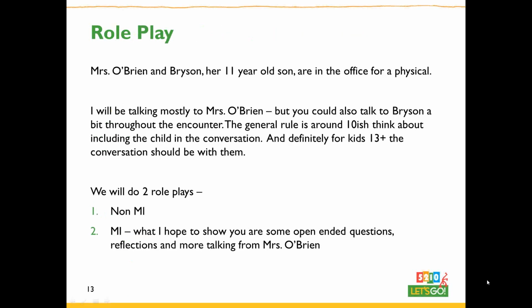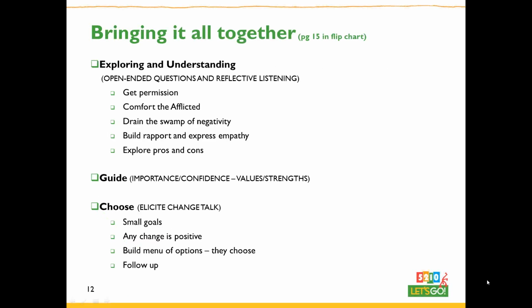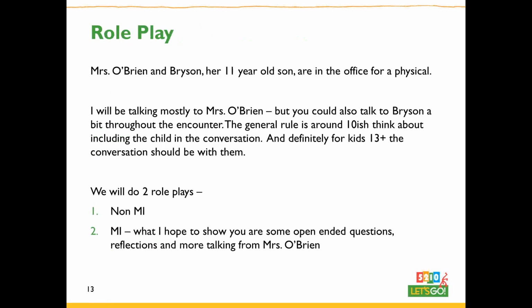So we're going to talk a lot about all of this, this framework right here over the next couple weeks. But today, we're going to do a role play right now, and then we're going to go into some open-ended questions. So Nicole is here, Mrs. O'Brien. And she has a son, Bryson, who is 11 years old, and they're in the office for a physical. I'm going to talk mostly with Mrs. O'Brien, but just so you know, it's always hard when you have somebody around 10-ish because you could really be speaking to them. For this example, I'll speak with Mrs. O'Brien about it. But definitely for kids over 13, you really should be thinking about talking to them about this.